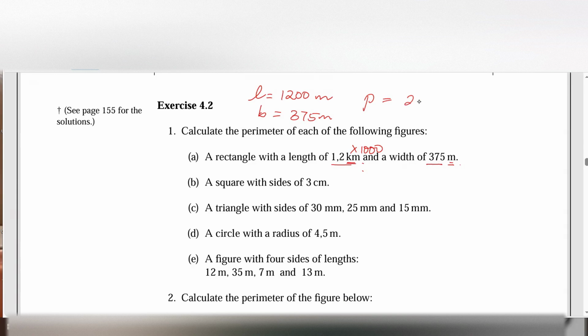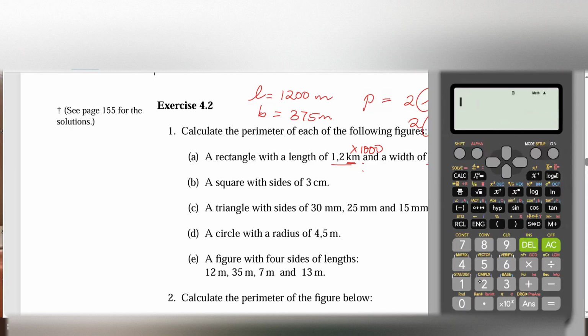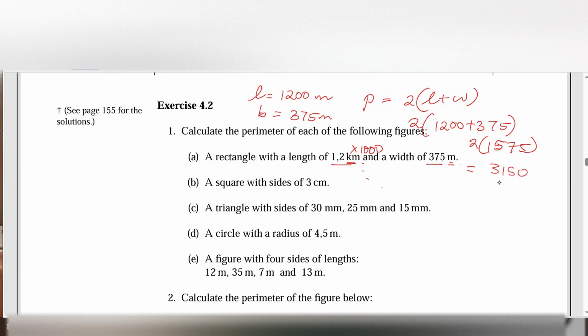So we said perimeter is twice length plus the width. So 2 multiplied by 1,200 plus 375. That's going to be 2 times 1,575. So 1,575 multiplied by 2, so 3,150. Okay, so that is our perimeter.